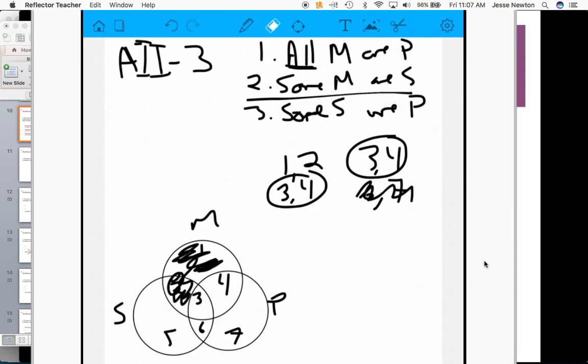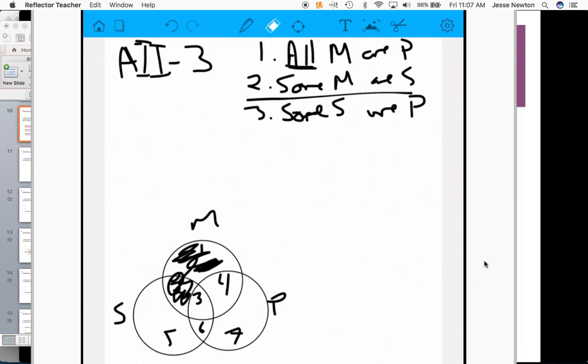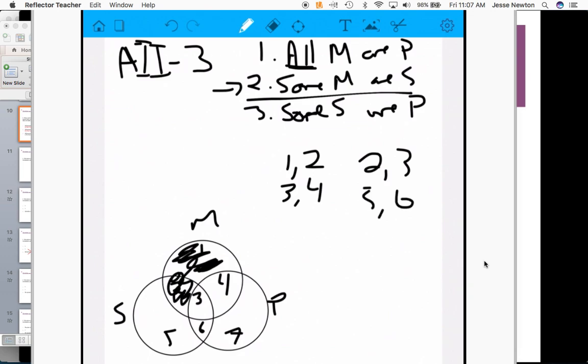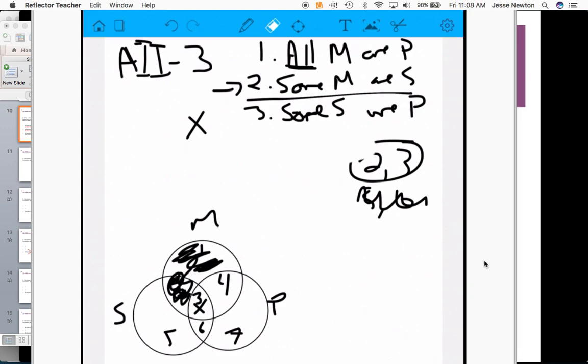All right, now we come to the minor premise. Some M, 1, 2, 3, 4, are S, and S is 2, 3, 5, 6. Locate the region of overlap. And we're saying some are. Since we're using the term some, we're going to be putting an X. And the X is going to be in 2 and 3. Notice we scribbled out 2, so we can't put an X there, so we're going to have to put an X right there in 3. It's the only place that it can go.